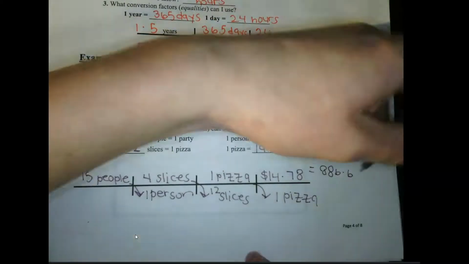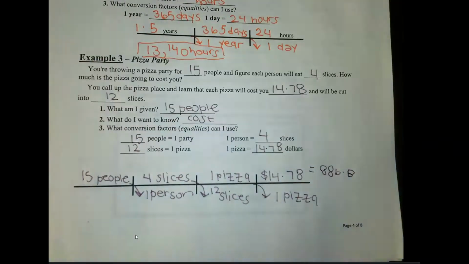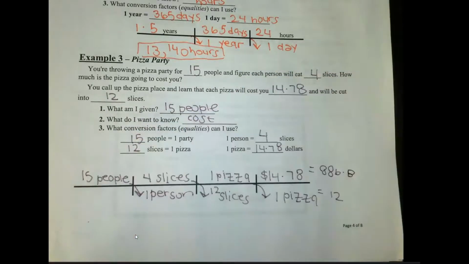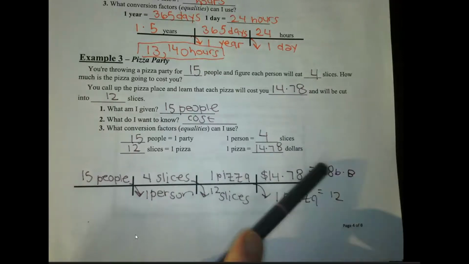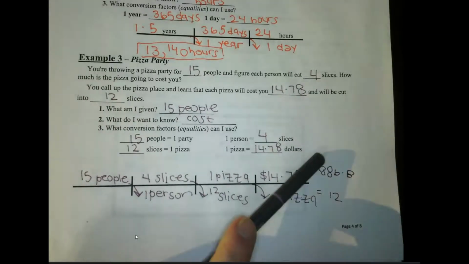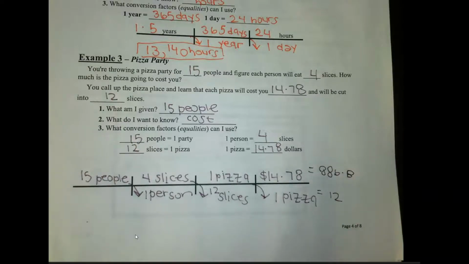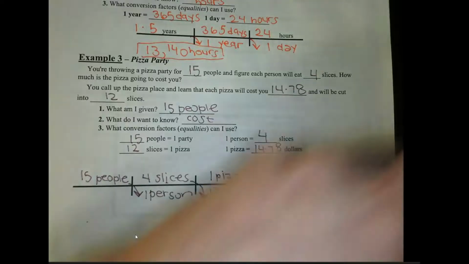Ooh, that last number should be 8. So that's just all these numbers multiplied together. Now I want to do the same thing on the bottom. So 1 times 12 times 1, and that of course is equal to 12. And then my final step is to divide the numerator and the denominator, the top and the bottom. So I'm going to take that 886.8 and divide it by 12.